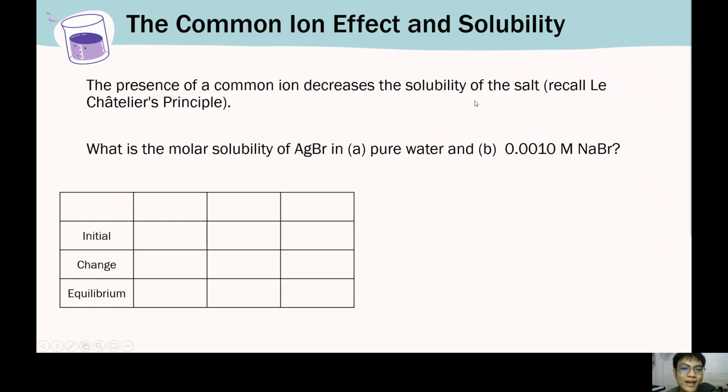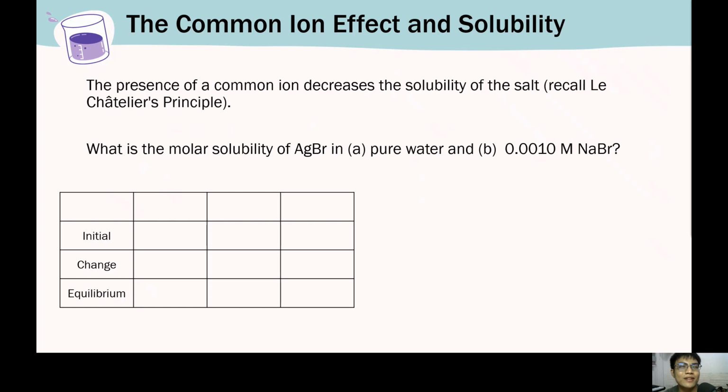So, let's talk about the common ion effect and the solubility. What is a common ion? And what is its effect in equilibrium? When I say common ion, basically, you have an ion that exists in equilibrium with the precipitate. Meaning, you have an ion that is the same as the ions in the precipitate.